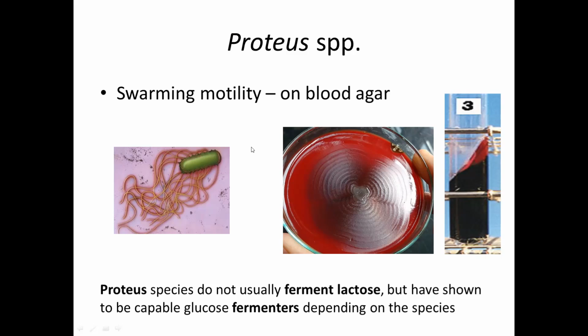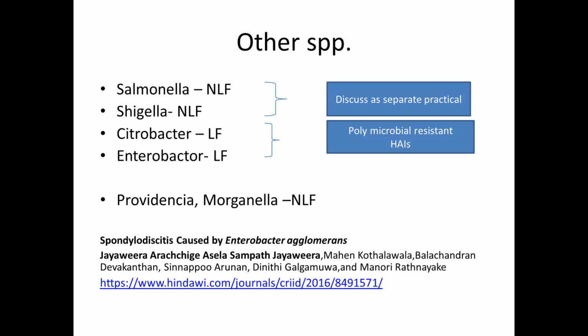So Proteus species cause urinary infection, as well as Proteus mirabilis, but it also causes wound infection. Other enterobacterial species that are non-lactose fermenters, Salmonella and Shigella, will be discussed as a separate practical. And Citrobacter and Enterobacter are emerging microbes. They are associated with multidrug resistance and hospital-acquired infection.